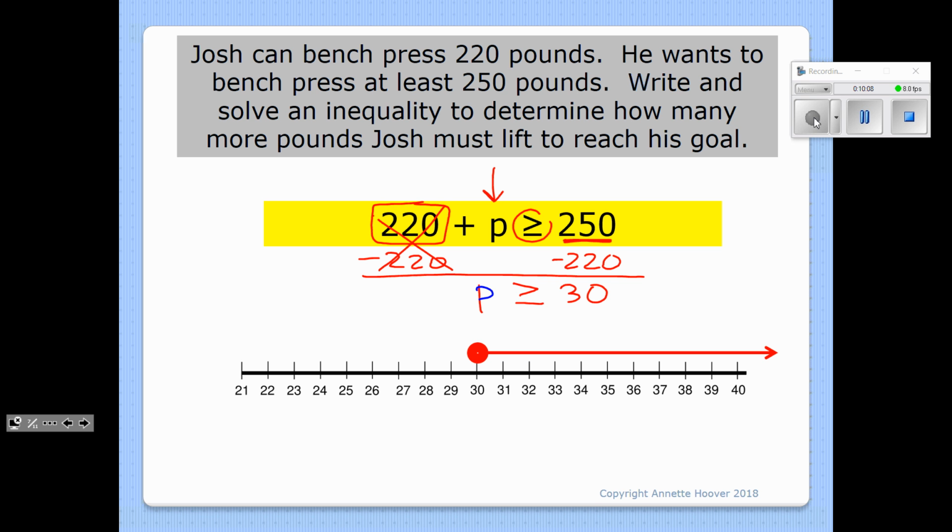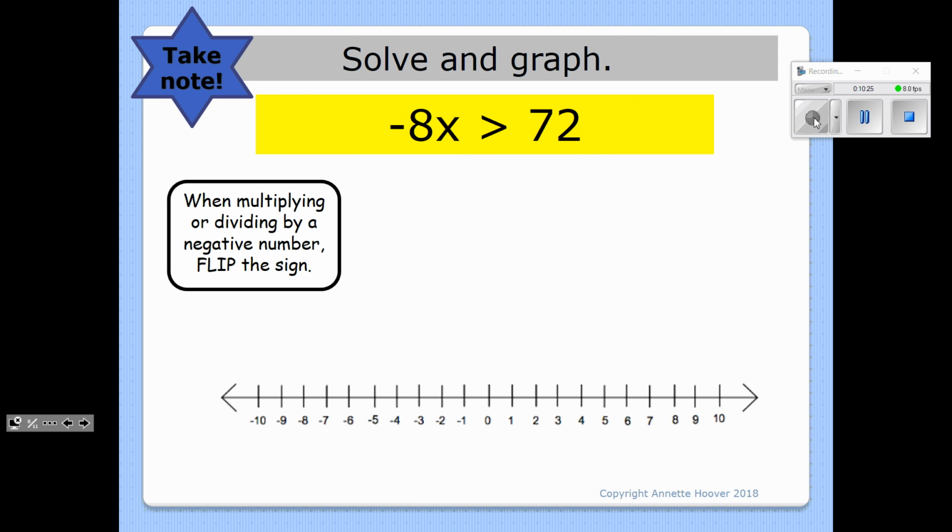So we put a circle dot at 30 and our line going to the right to show he could add 30 pounds, he could add 35 pounds. If possible, he could add 35.5 pounds. I'm not sure that weights work that way, but he could add a shoe to the weight or something to add a half a pound, so that's possible.